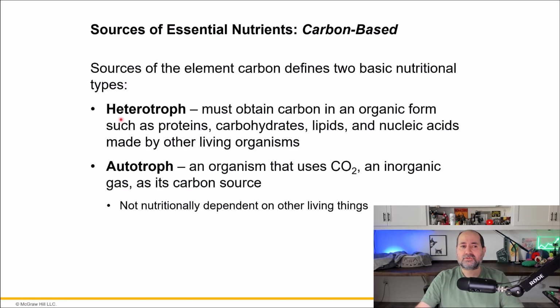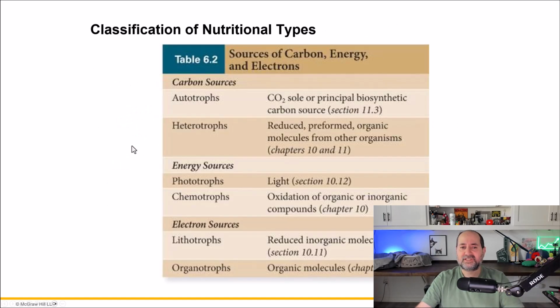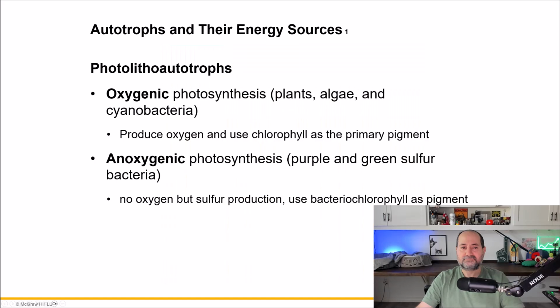Do you remember these nutritional types? Please remember all of these nutritional types, a heterotroph, an autotroph. Remember this table here? Please remember this table. For instance, where do organisms get their carbon from? Are they autotrophs or heterotrophs? Where do organisms get their energy from? Are they phototrophs or chemotrophs? Where do organisms get their electrons from? Are they lithotrophs or organotrophs? So I would want you to definitely know the definitions of all of these terms right here.